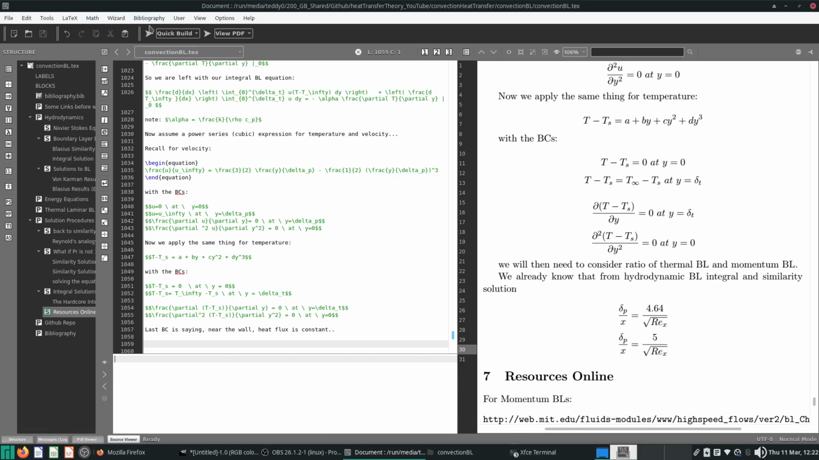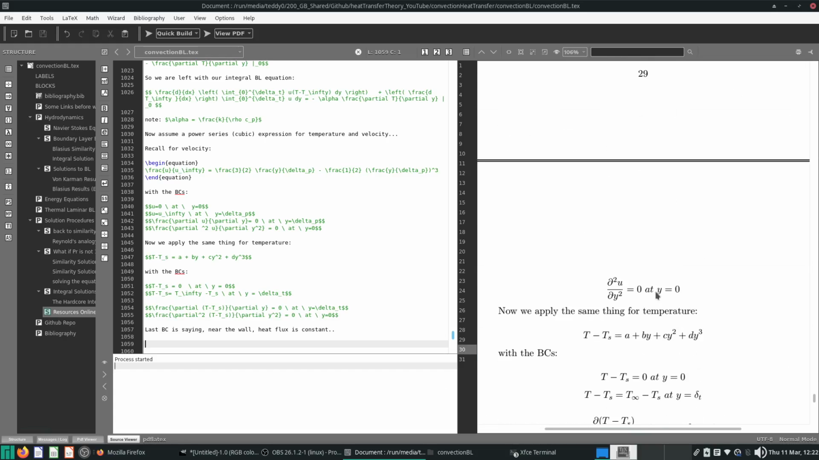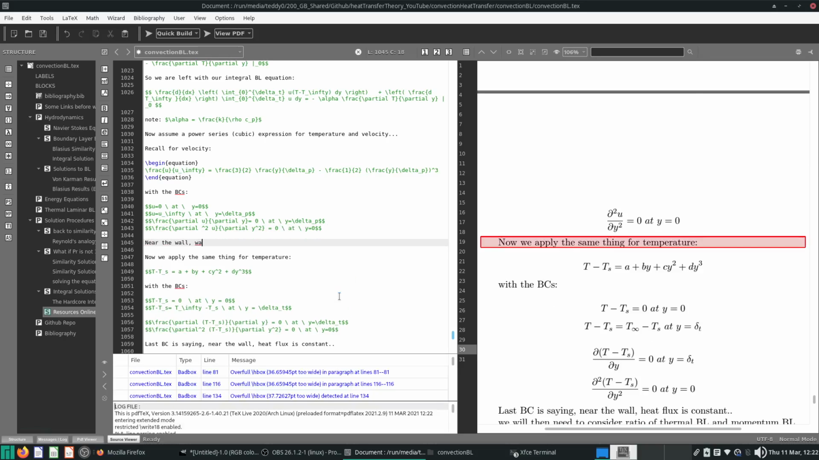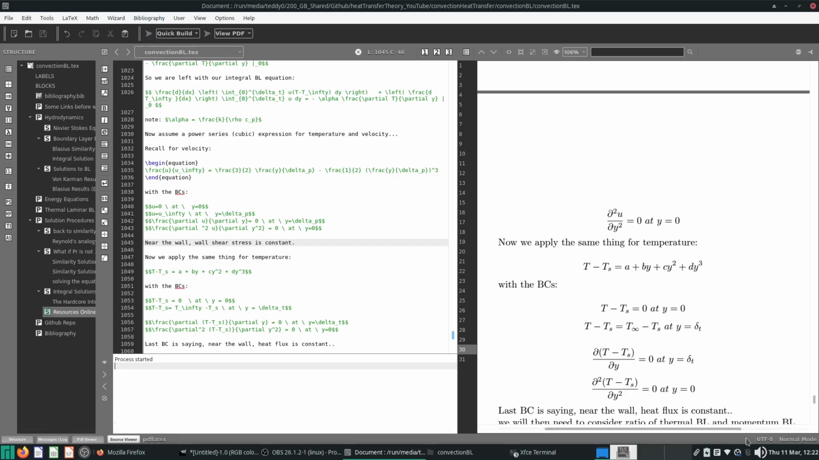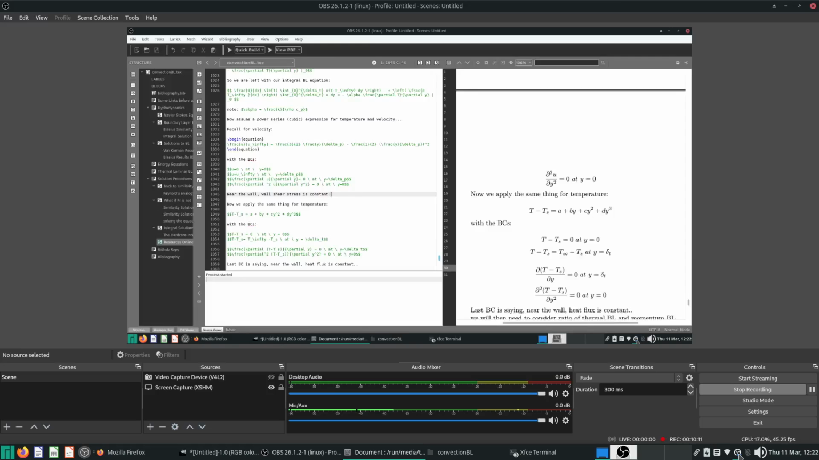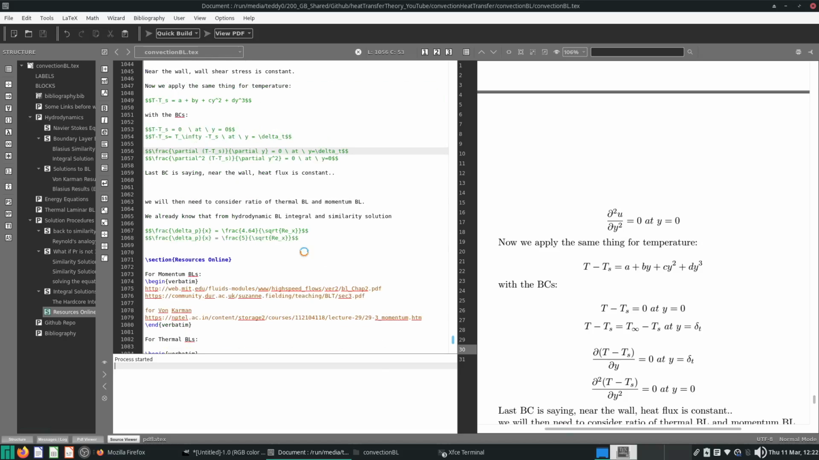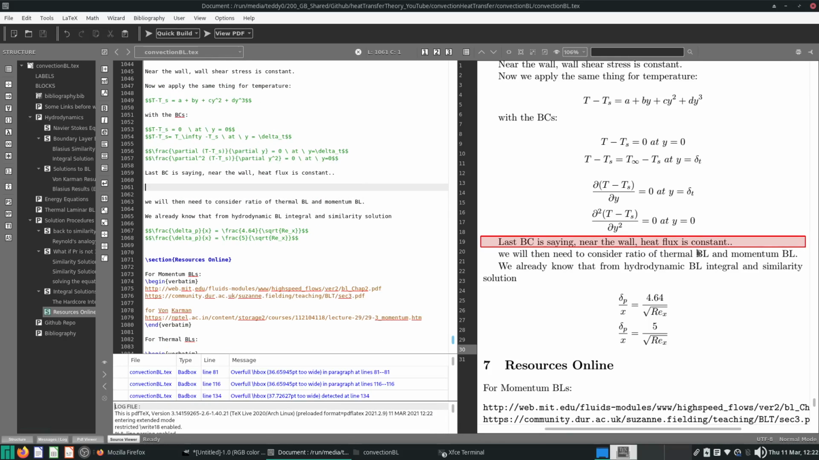Okay, so that's the equivalent. And of course, this boundary condition here is saying near the wall, the shear stress is constant. Alright, so that's that. Okay, so let's continue there. So these are not really outlandish assumptions to make.